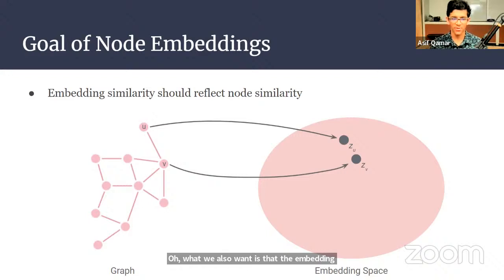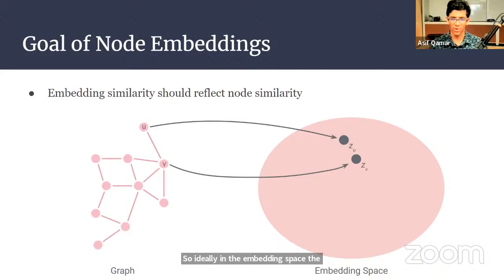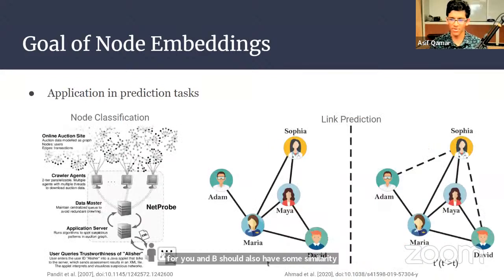What we also want is that the embedding similarity should reflect the node similarity. You can see here that nodes U and B are connected by an edge. So ideally in the embedding space, the vector embeddings for U and B should also have some similarity. In addition, we obviously want to use node embeddings for prediction tasks. For example, for node classification, the picture here is of a program called NetProbe, which crawls through online auction sites and represents sellers as nodes and the transactions between them as edges. And it's able to identify benign or fraudulent sellers based on those transactions.